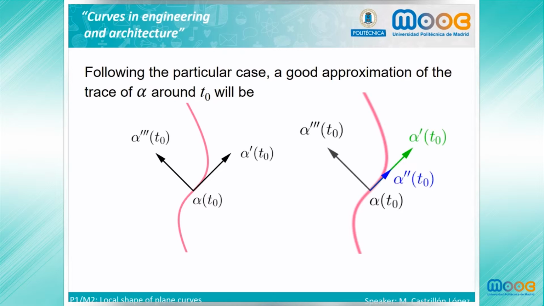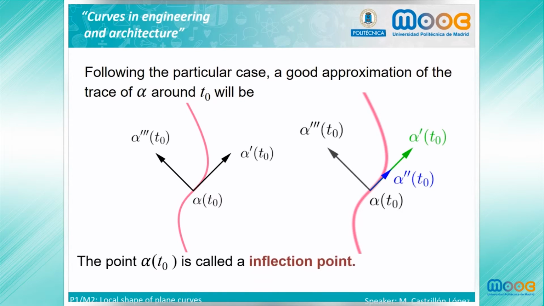We have two images on the screen. The first one, the point and the first and third derivative vectors. On the right-hand side of the screen, we also have that second derivative, which, as we said before, in this case is proportional to the first derivative vector. These points are called inflection points.